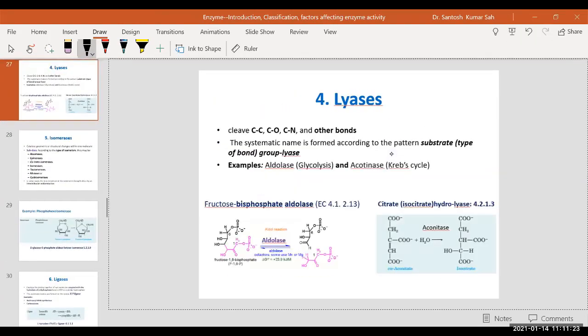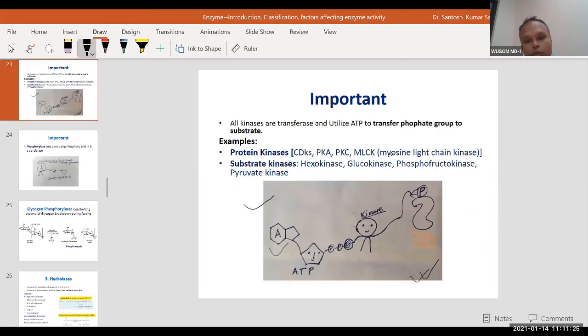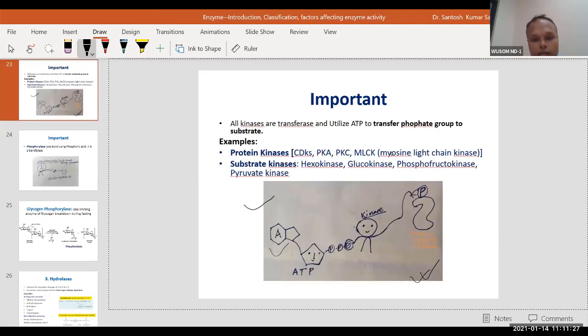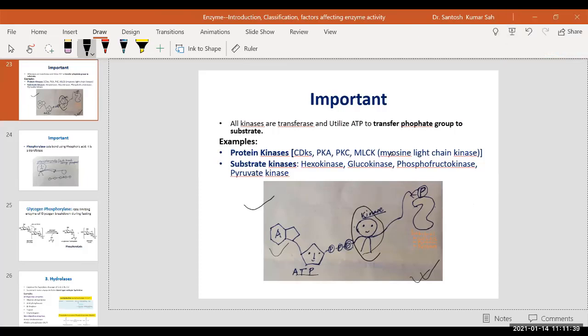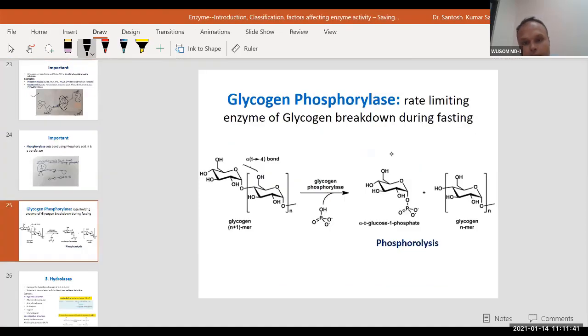Yeah, again, I can focus on this picture, this cartoon. What is this guy doing? This is taking this phosphate from the ATP and putting it onto the substrate. So transferring phosphate from ATP to substrate. Understand that.